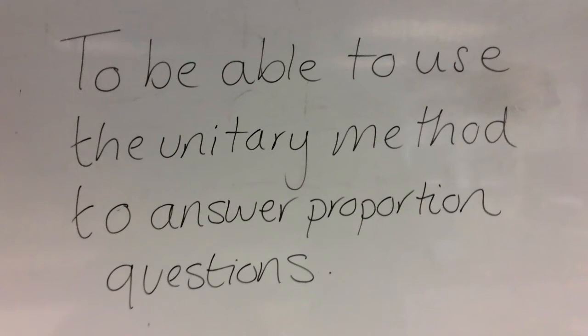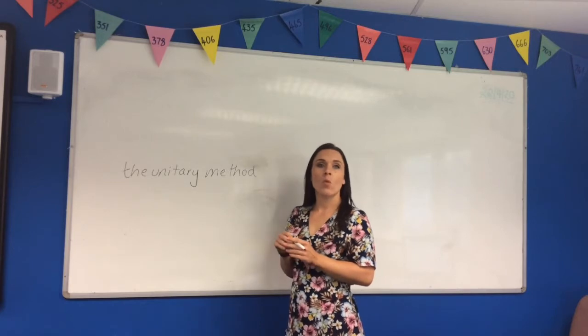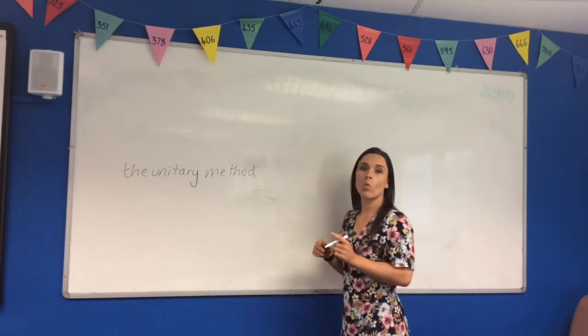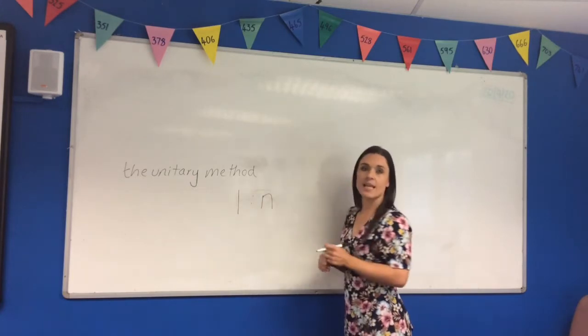Hello ladies, today and tomorrow we are going to be looking at using the unitary method to answer proportion questions. This means writing something in the form 1 to n. I'll show you now. The unitary method is a problem-solving method where we find out the value of one unit. We would write that in the form 1 to n, where n is any number.